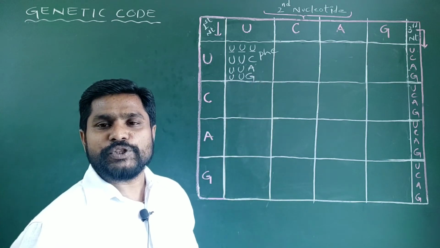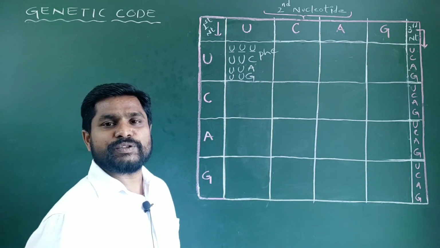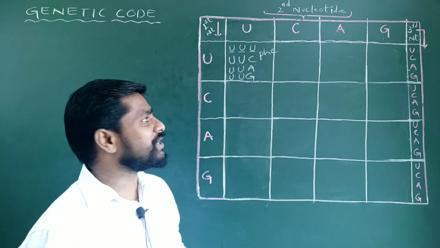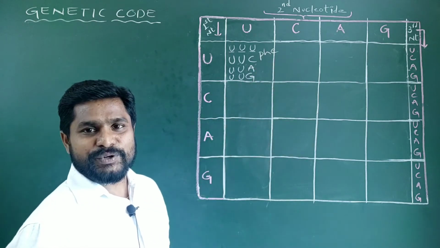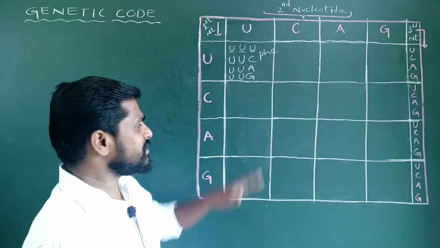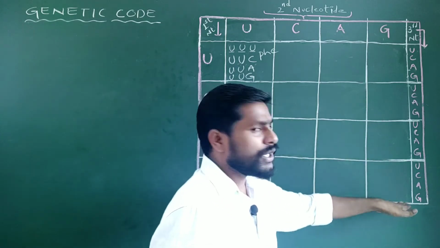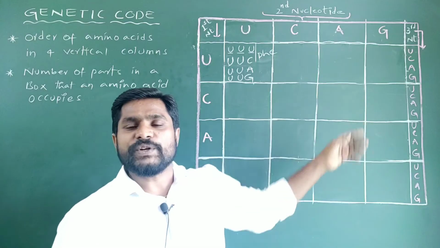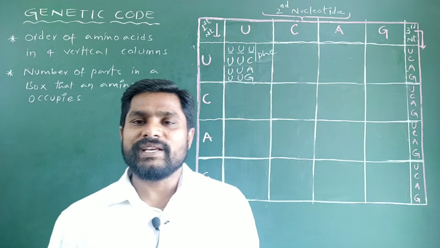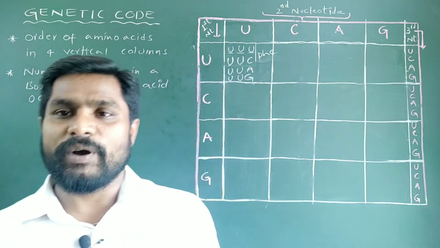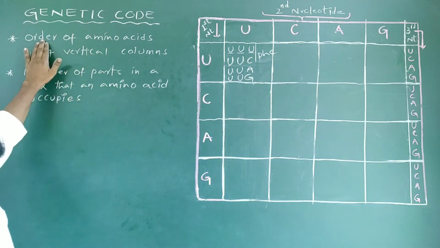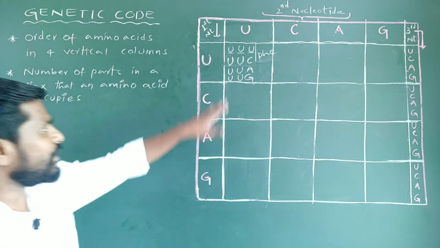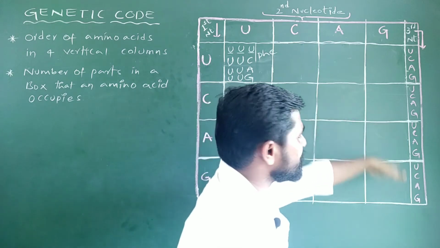Likewise, by using the position of 3 nucleotides of triplet codons, you can write all the 64 triplet codons of a genetic code in the form of this checkerboard, which consists of 16 boxes in 4 vertical columns and 4 triplets for each box. After drawing this checkerboard, what we need to do is just we need to remember the 2 points. Those are, one is order of amino acids in 4 vertical columns. These are the 4 vertical columns of a checkerboard.